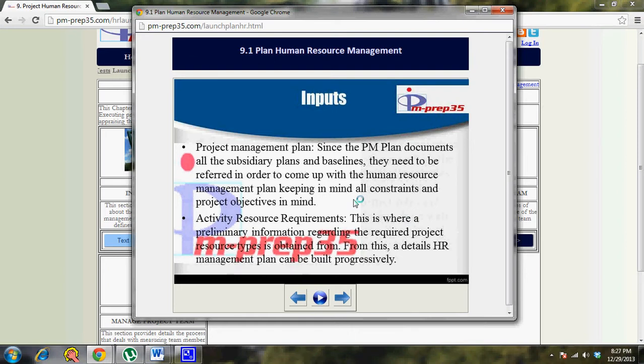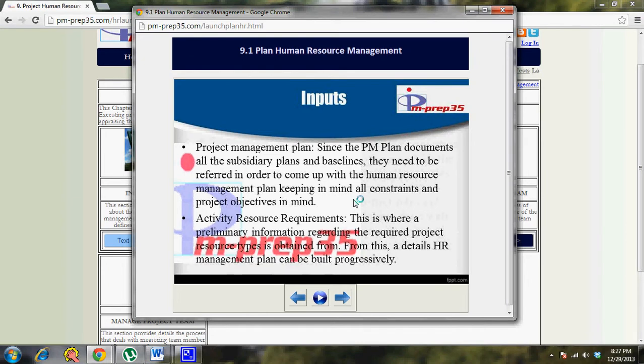The next input, the most important input, is the activity resource requirements. Although the activity resource requirements will be more at the activity level, you have to roll up to bring it to the organization breakdown structure level and all that. So this is where you will start, based on your activity requirements. You will know at the project level what the requirements are for which phase, because your activities in turn roll up to your tasks or phase level. So from the phase level, you can make out what resources are required, in what number, and what skill levels are required.